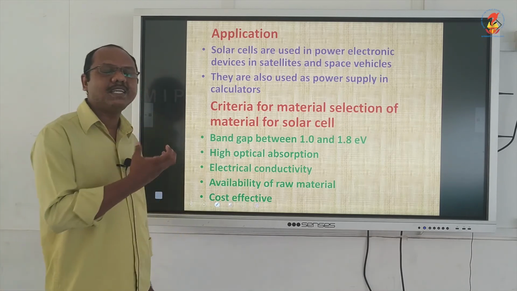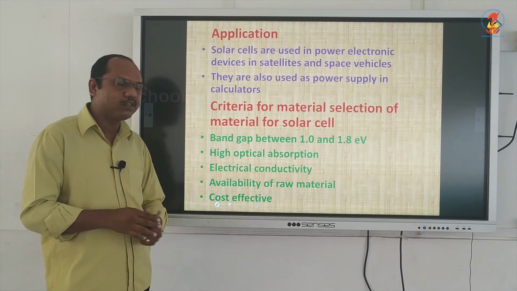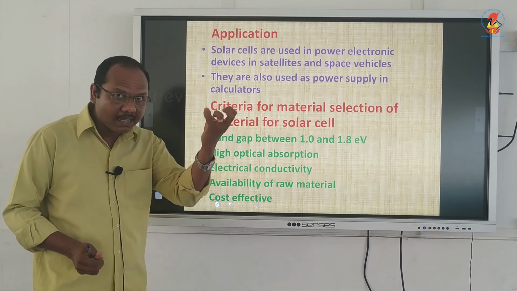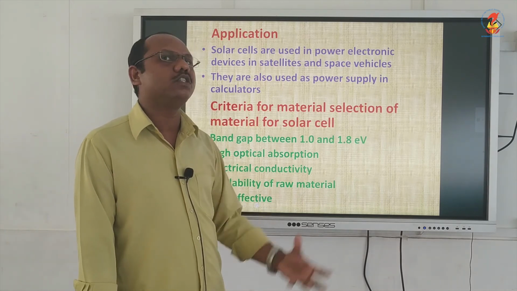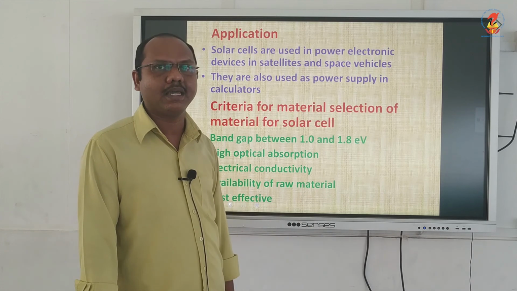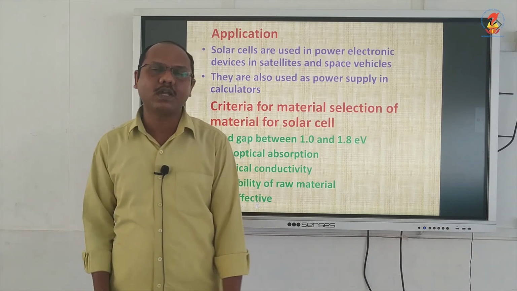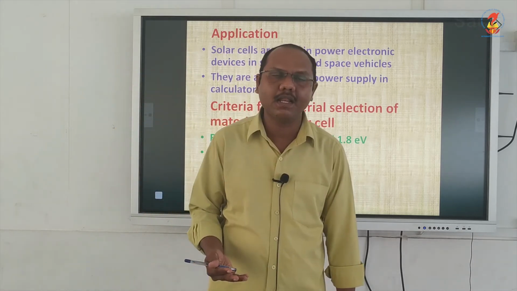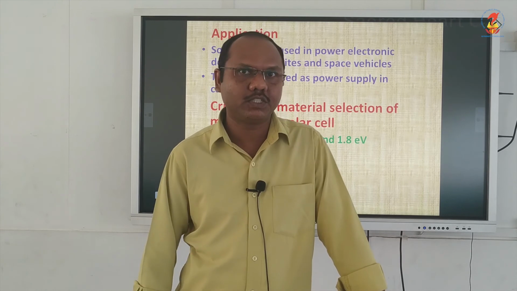So we are using special grade silicon. We can't use normal silicon, we use special grade silicon which has high optical absorptive power. So the cost of a solar cell is a little bit higher. And also, for the connections between the solar cells to make the solar panel, we are using silver. So that also adds to the cost.